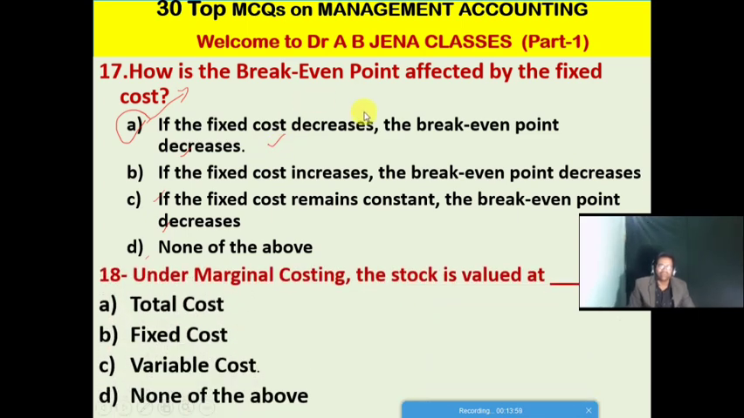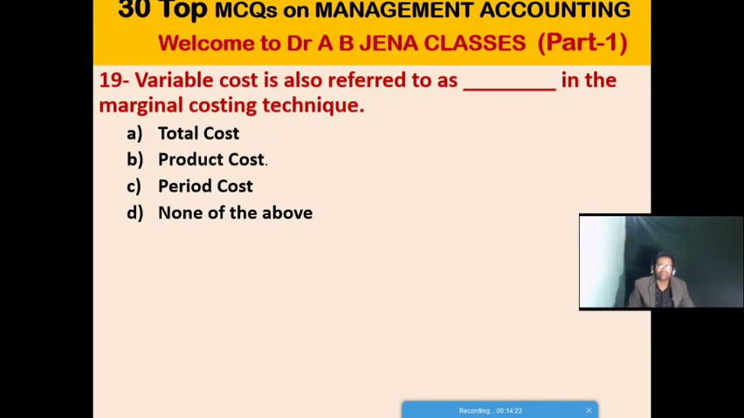So next one, under marginal costing, the stock is valued at dash. A, total cost. B, fixed cost. C, variable cost. D, none of the above. Friends, C is the right option for this MCQ. Under marginal costing, stock is valued at the variable cost.